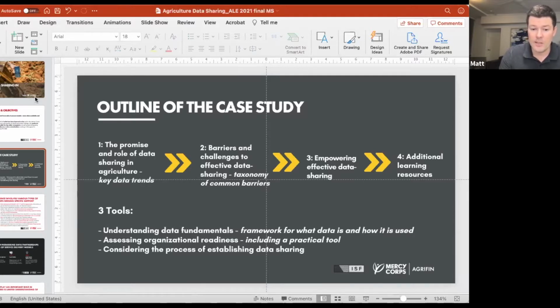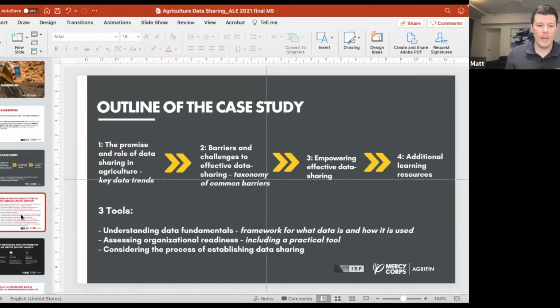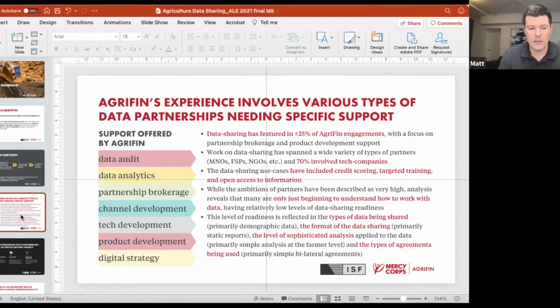We developed an organizational readiness tool, which is a practical survey that we'll take you through today. And we developed, I guess, a blueprint of a process for establishing data sharing agreements between organizations. So those 3 tools are all available in the case study, and we're keen to get them out there and being used.